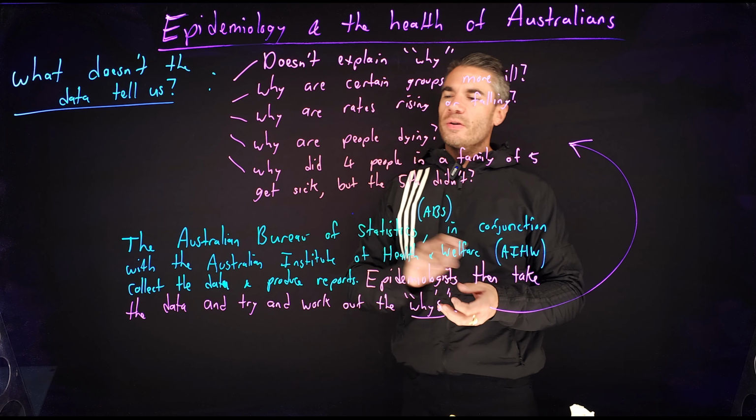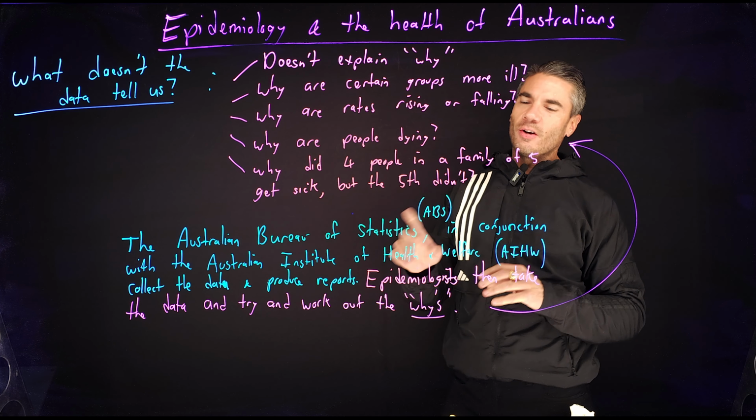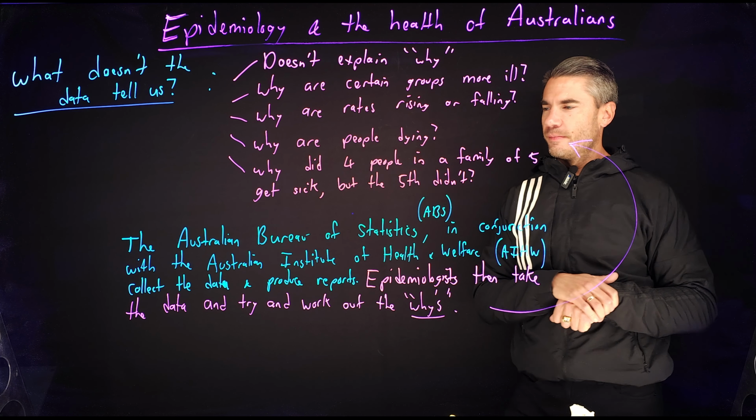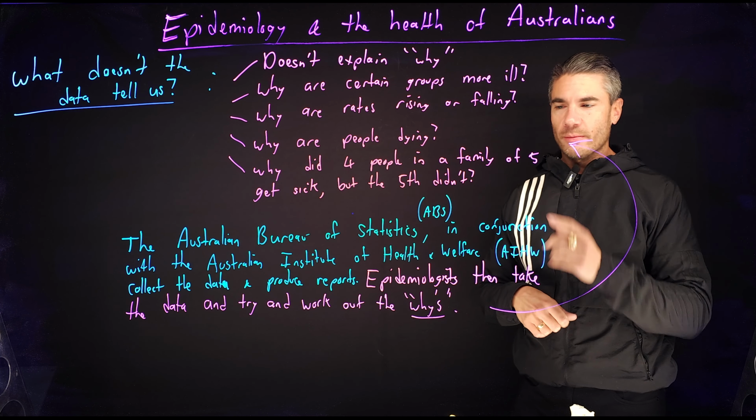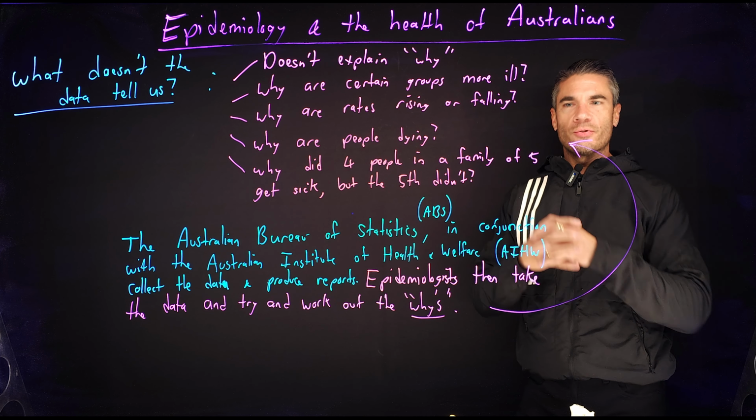So the Australian Bureau of Statistics, the ABS, in conjunction with the Australian Institute of Health and Welfare, the AIHW, forever known as ABS and AIHW, I'm not writing that out again, they collect the data. They take the data, they produce reports.